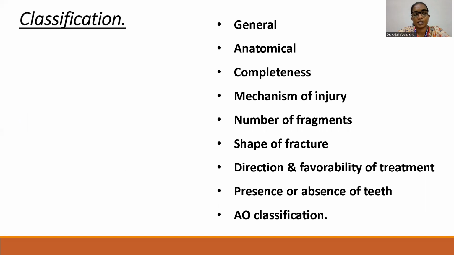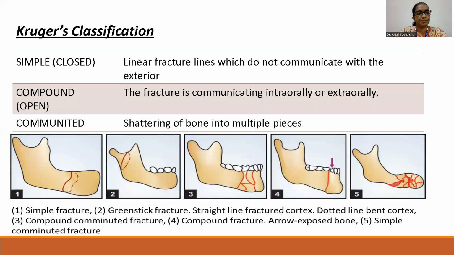Now, the classifications are of different categories, and you need to know at least 4 or 5 classifications from your exam point of view. There's a general fracture classification based on the anatomic position of the fracture, the completeness of fracture, whether it's a complete fracture, an incomplete fracture, or a green stick fracture. Then regarding the mechanism of injury, the number of fragments in the fracture, the shape of the fracture, the direction and favorability for treatment, the presence or absence of teeth, and finally the AO classification of the Association of Oral and Maxillofacial Surgery.